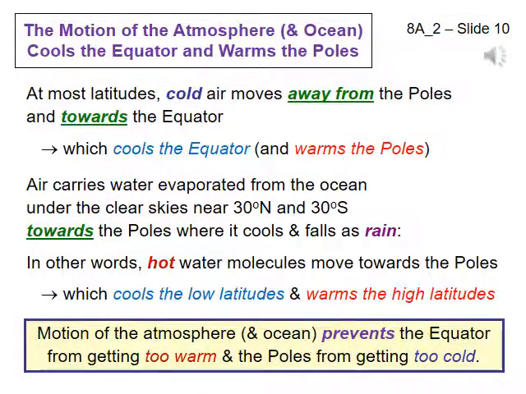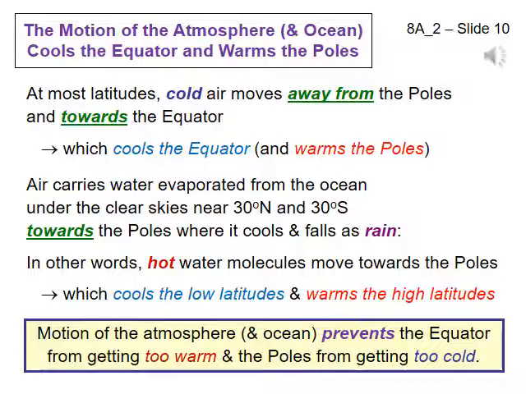Slide 10. Temperature distribution and the motions of the atmosphere and ocean. The temperatures of the poles and equator are not increasing or decreasing, because the ocean and atmosphere are moving and transporting heat from the equator towards the poles.